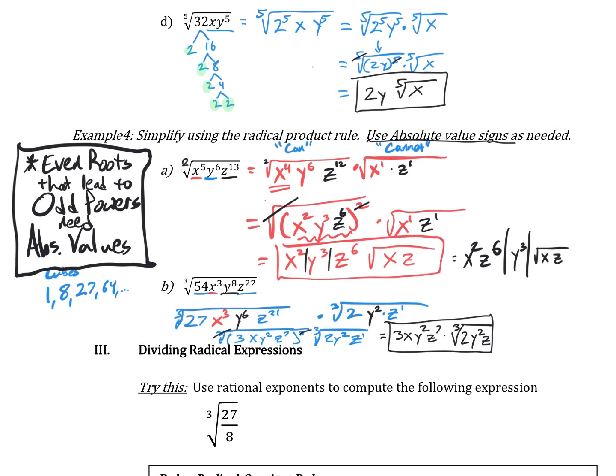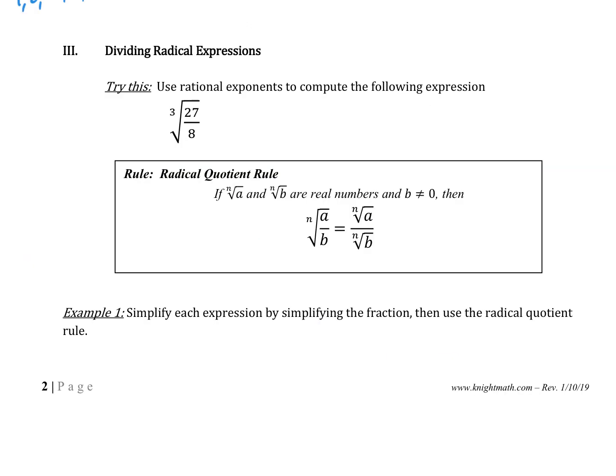All right. So that's simplifying with the radical product rule. Next, we're going to move on to dividing radical expressions. Dividing radical expressions actually works the same way, or very similar, I should say, as multiplying, with a few little twists.